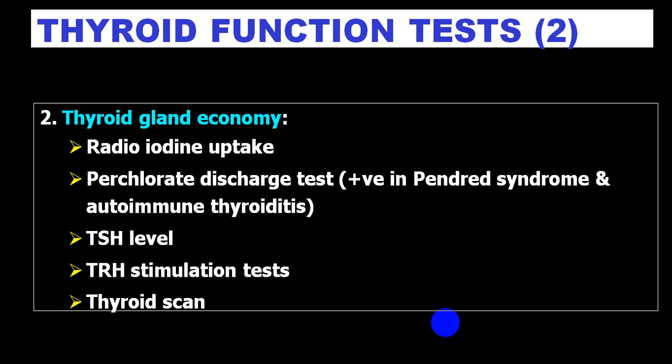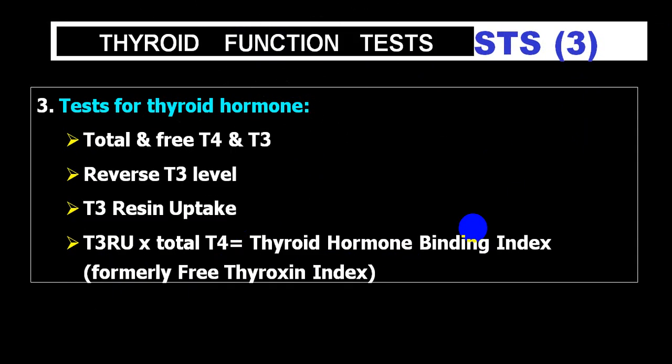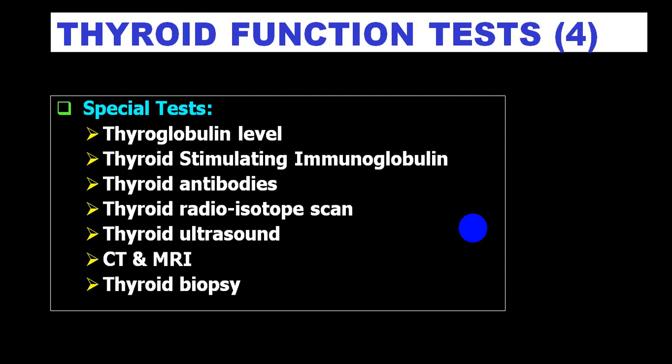You can go for a thyroid economy test, what we call radioactive iodine uptake. Perchlorate discharge test is mainly done in a case of Pendred syndrome, where it is positive, and also in autoimmune thyroiditis. We have already told you that TSH level is very, very important. TRH stimulation test is done mainly to find out hypothalamic disorders, and TSH stimulation test is done mainly to find out pituitary disorders. These are the different tests for thyroid hormones; these are special tests.